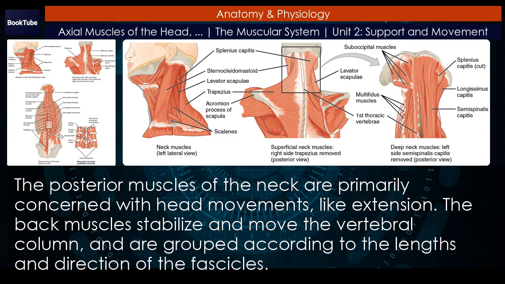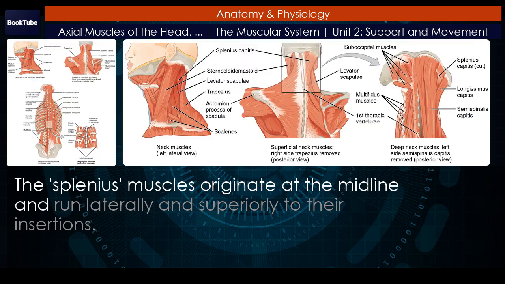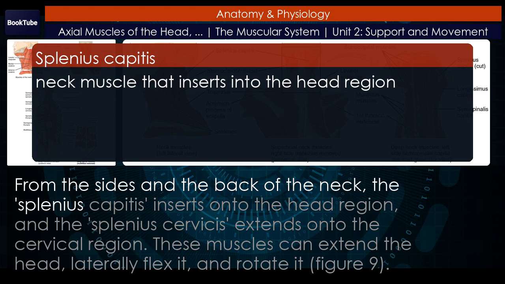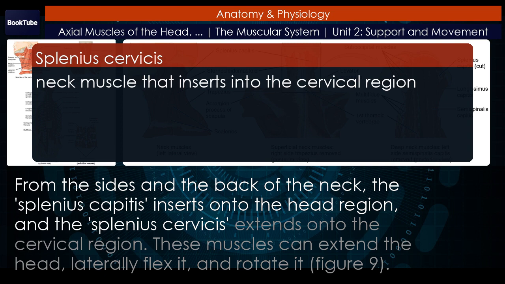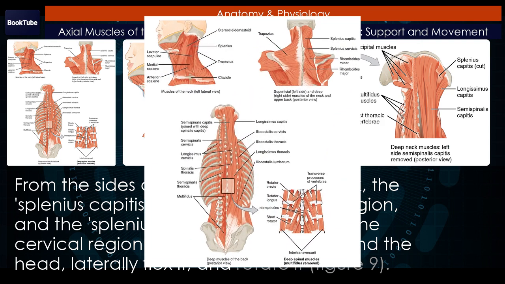fascicles. The splenius muscles originate at the midline and run laterally and superiorly to their insertions from the sides and the back of the neck. The splenius capitis inserts onto the head region, and the splenius cervicis extends onto the cervical region. These muscles can extend the head, laterally flex it, and rotate it.